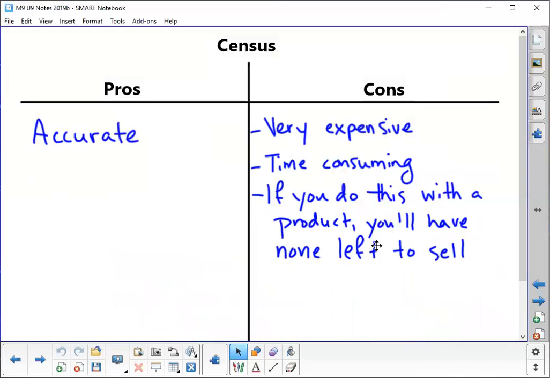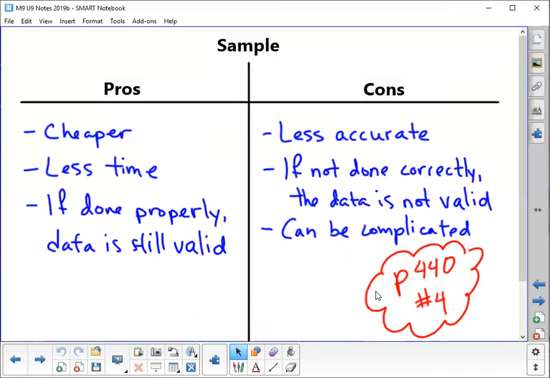So census, pros, extremely accurate. Cons, very expensive, very time consuming. And if you do this with every product, you'll have none left to sell. Samples, cheaper, less time, and if done properly, the data is still valid and accurate. Cons, it is less accurate than a census. And if it's not done correctly, then the data is not valid and it can be complicated. And so you'll see that in the next section. We'll talk about how it can be complicated.